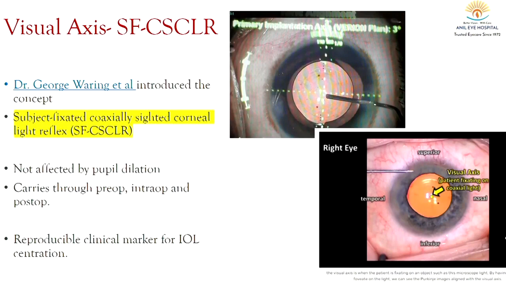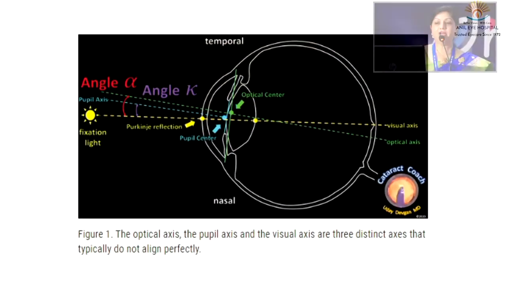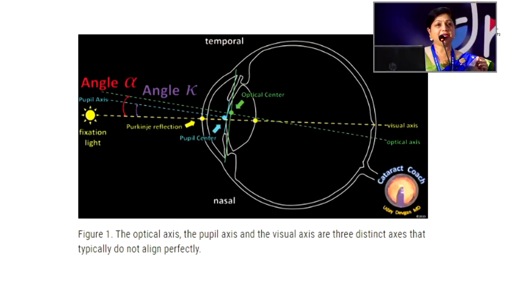There is a terminology called SFCS-CLR, which means subject-fixated, coaxially sighted corneal light reflex. Simply put, when the patient is under the microscope and asked to look at the light, the reflex you can see on the cornea is where you mark the IOL centration. That is not affected by pupillary dilatation. That is the visual axis. Again, you have three axes. The visual axis is that which joins the fovea to the fixation light.